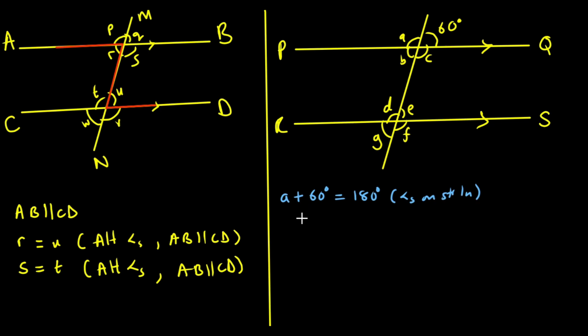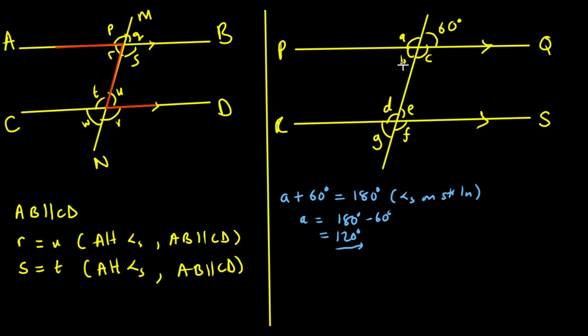Then we solve for A. A is equal to 180 degrees minus 60 degrees, which is equal to 120 degrees. So it means that our A is 120 degrees. Let's go to our B.